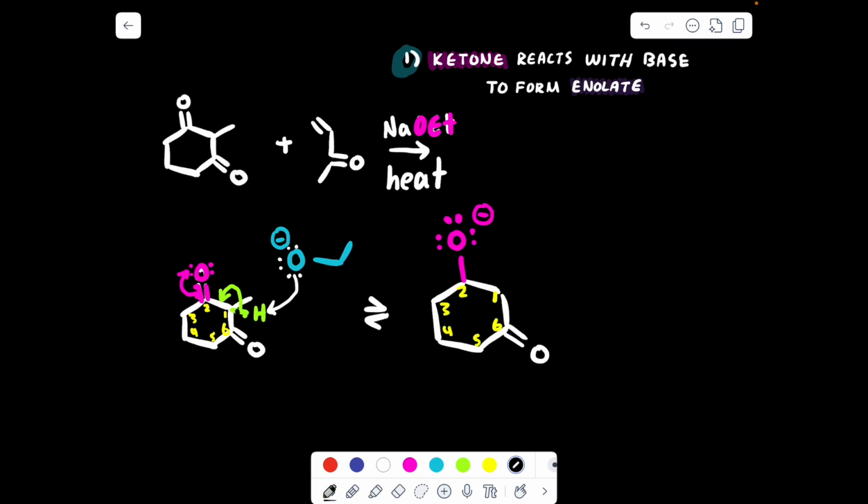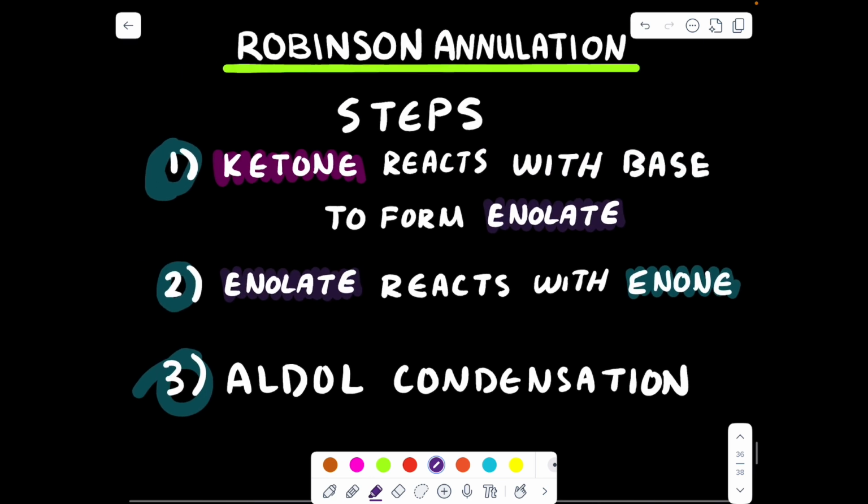The 2 electrons between the carbon and the hydrogen went in between carbons 1 and 2, therefore there's going to be a new bond in between carbons 1 and 2. And then the O picked up an H, the green H that it stole. And then the CH3 group on carbon number 1 did not move. So this would be the product of step number 1, which is the ketone reacting with the base to form the enolate, where our enolate is a double bond in between 2 carbons and then a carbon-oxygen bond where the oxygen has a negative charge. That is an enolate. So step number 2 is the enolate reacts with the enone.